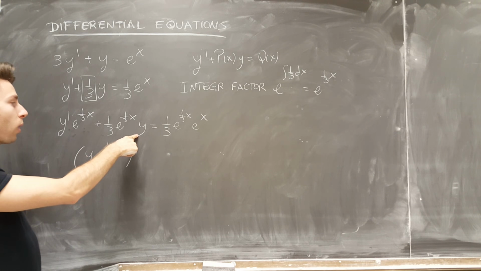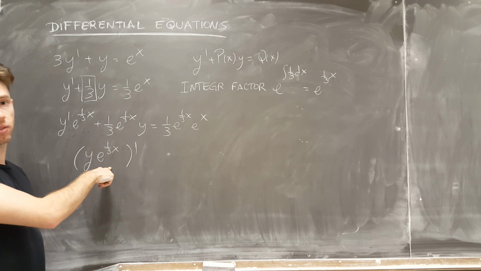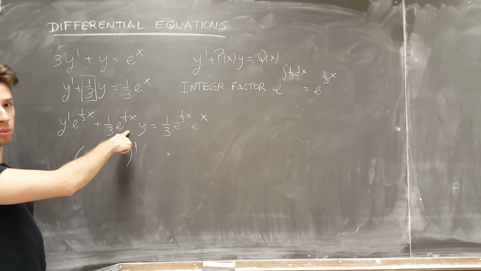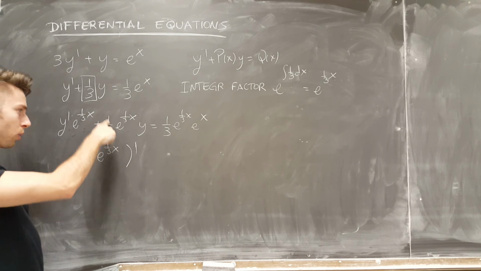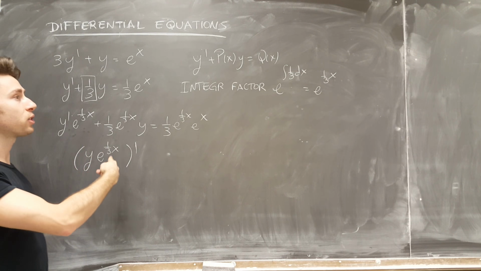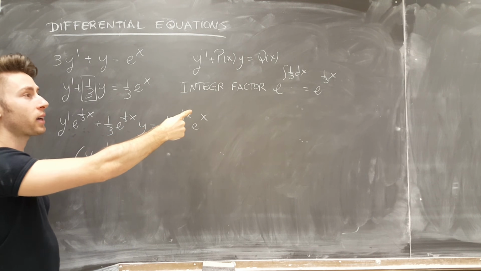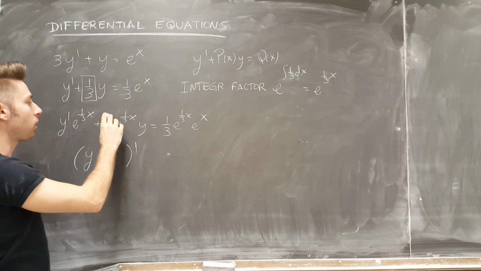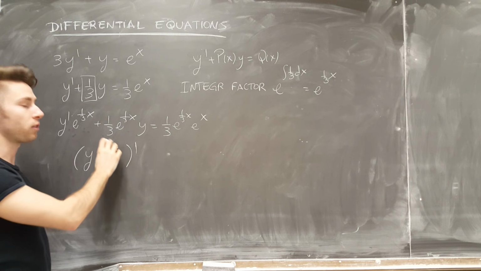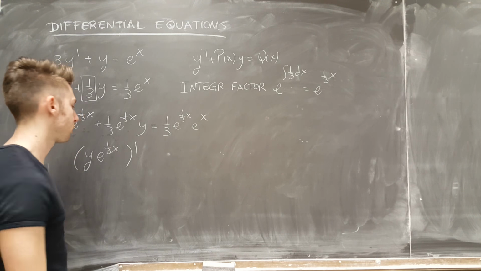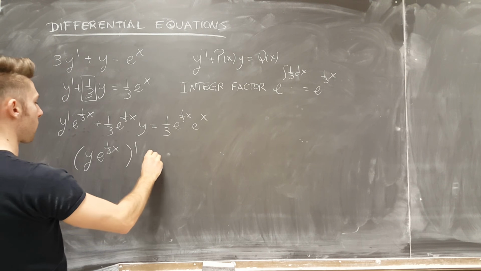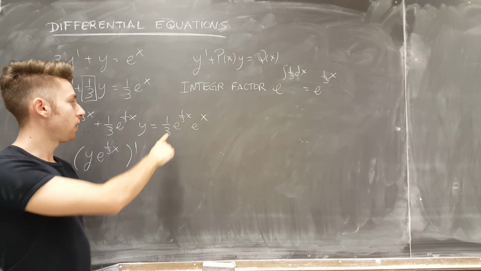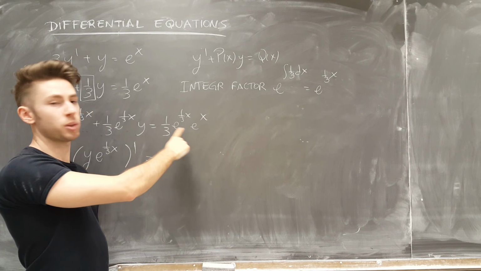And then plus y, and then differentiate the integrating factor. This is an exponential, so we're going to get the exponential times the derivative of the exponent, which is 1/3. So that's exactly the reason why the integrating factor is e to an antiderivative of p. It's because this p will appear here as the derivative of the exponent by the chain rule.